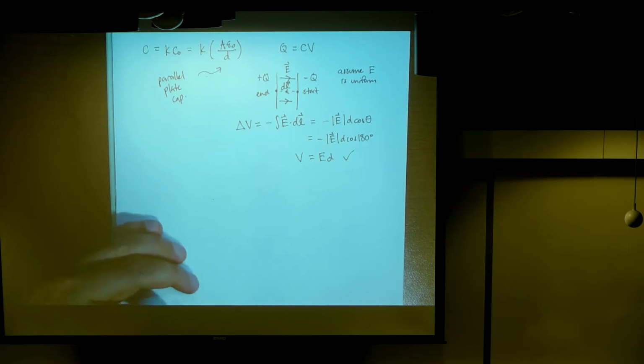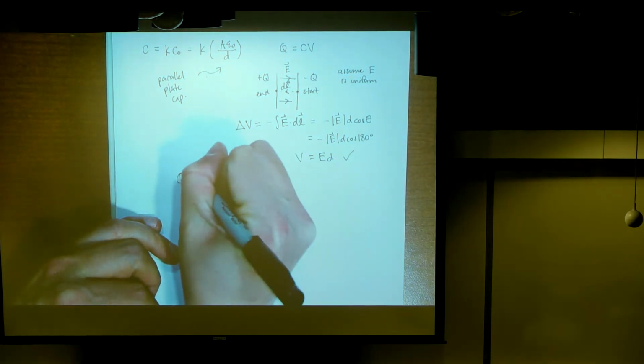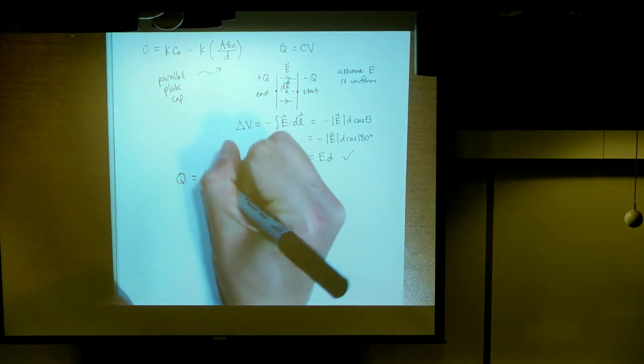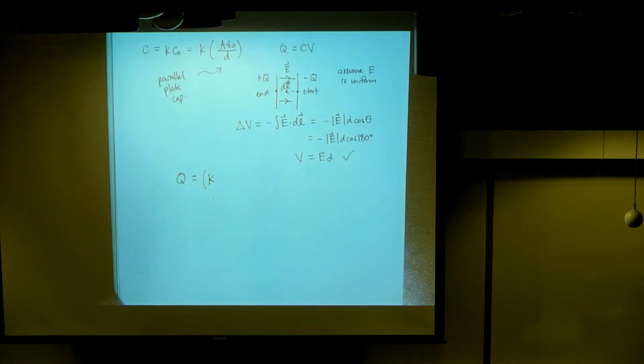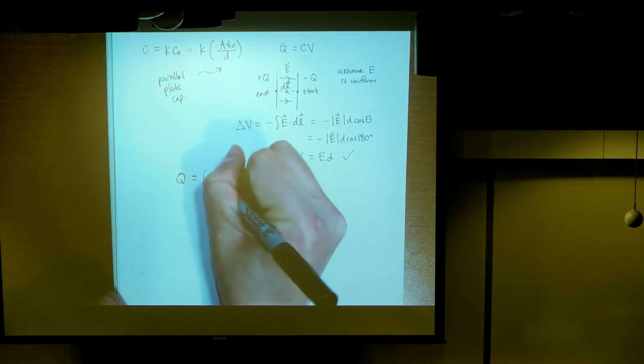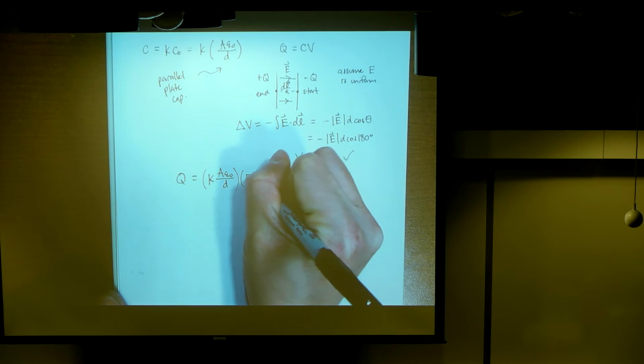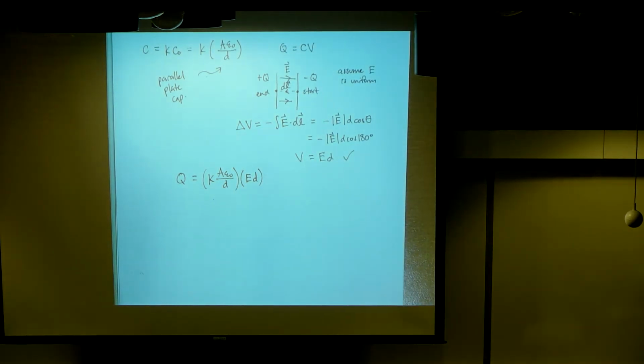So here's what we're going to do. Q, that's how much charge we have on the plates. That's equal to C times V. C, that's equal to K, our dielectric constant, times A epsilon naught over d. And then V is the electric field strength in between the plates, also times d. Okay, so we just substitute in for C and substitute in for V, and we get this. Okay, how can I simplify that? Yeah, just cancel out d.